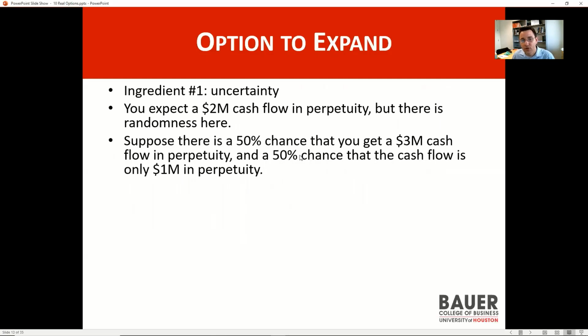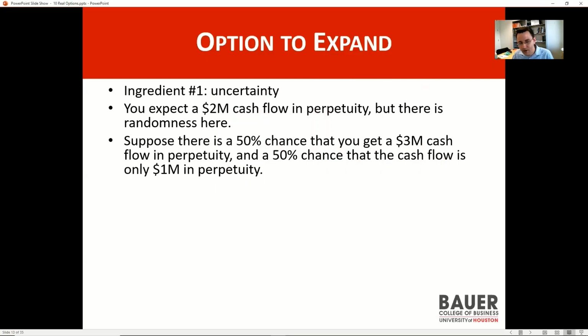Let's introduce the first ingredient for any option problem. That ingredient is uncertainty. We said that you expect there to be a $2 million cash flow, but you're not sure it's going to be $2 million. 50% of the time, you'll get $3 million in perpetuity, again, starting in 1 year. And then 50% of the time, you get $1 million in perpetuity. So what are you expecting? Well, the average of 3 million and 1 million is 2 million.